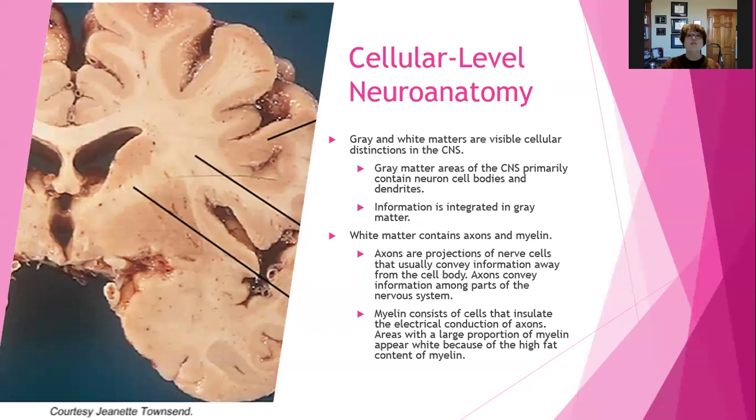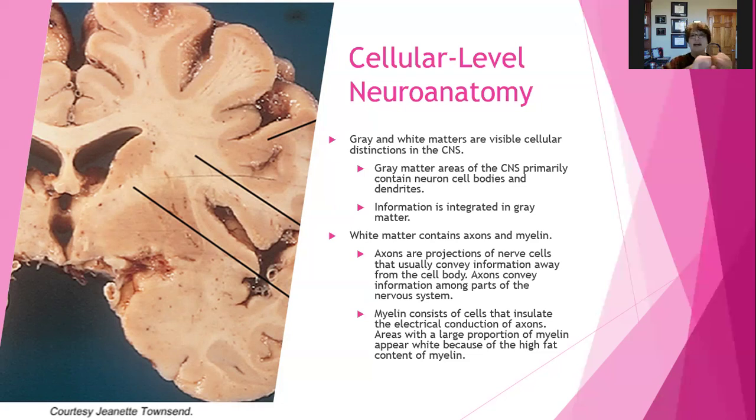So on the cellular level, gray and white matters are visible cellular distinctions in the central nervous system. So you can see in this photograph of a brain, a coronal section of a brain, there is white area, and then there's gray area. So gray matter is the areas of the central nervous system that primarily contain neuron cell bodies and dendrites. And information is integrated in the gray matter.